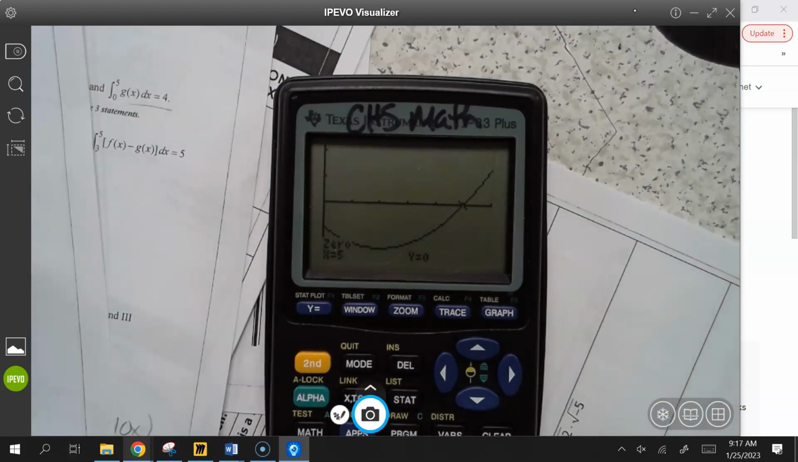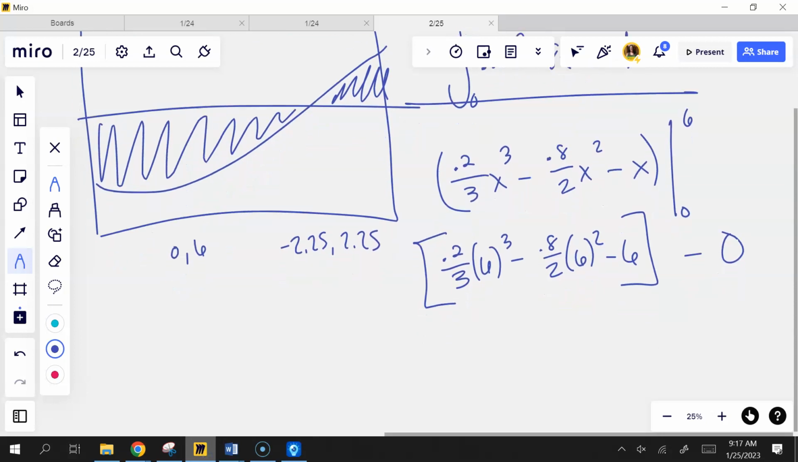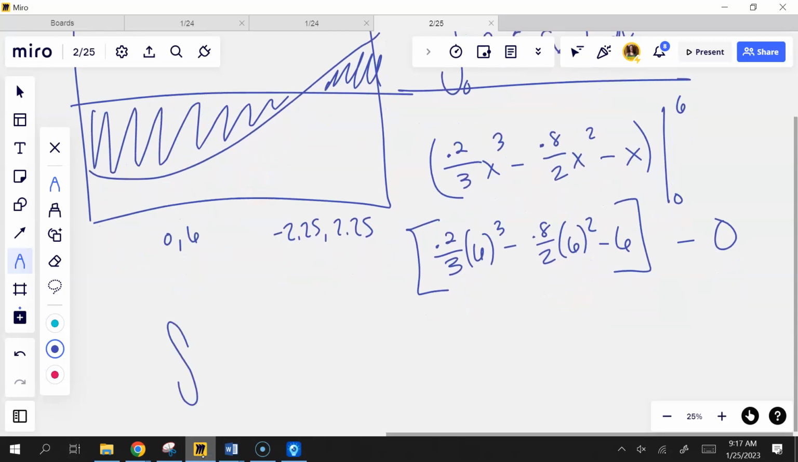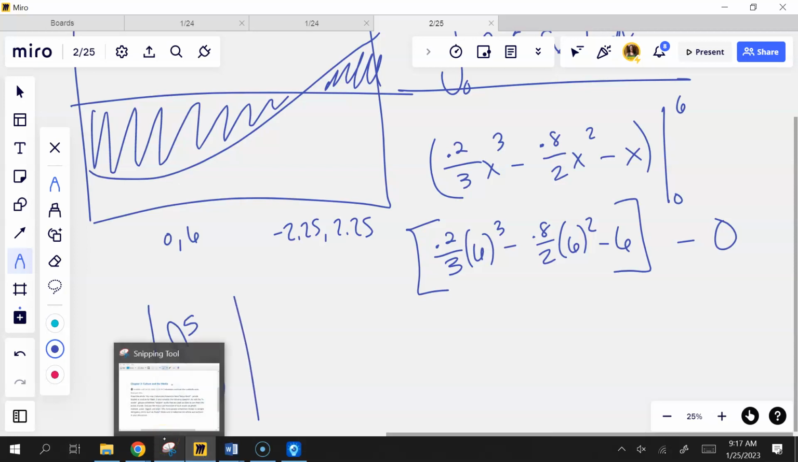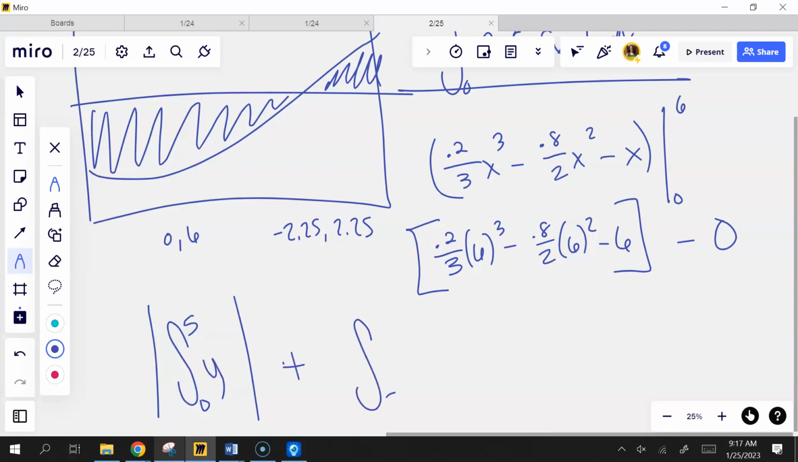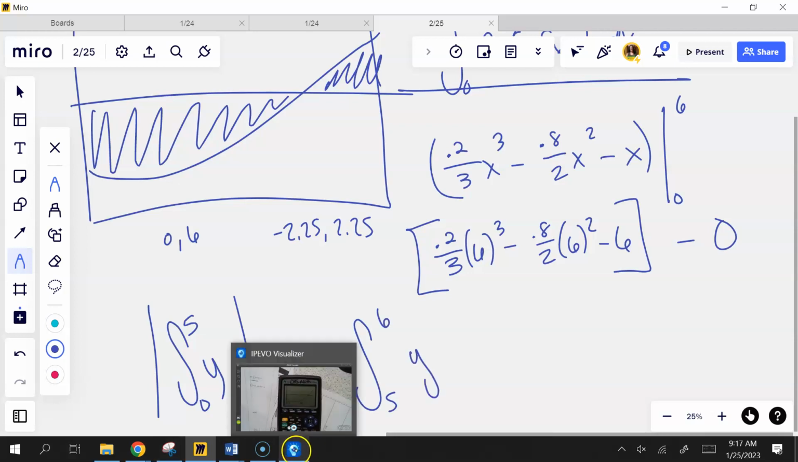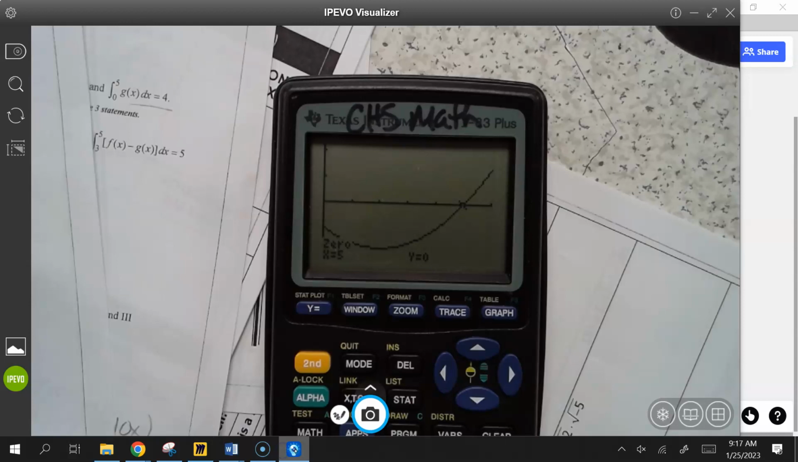So whenever I do this integral, I'm going to do the integral from 0 to 5 of y, but I'm going to do the absolute value of it because it's down below the x-axis. And then to it, I'm going to add the integral from 5 to 6. I'm going to have to do both of these on the calculator to find the area.